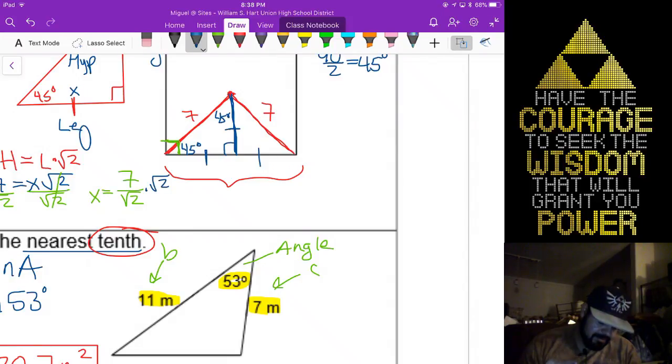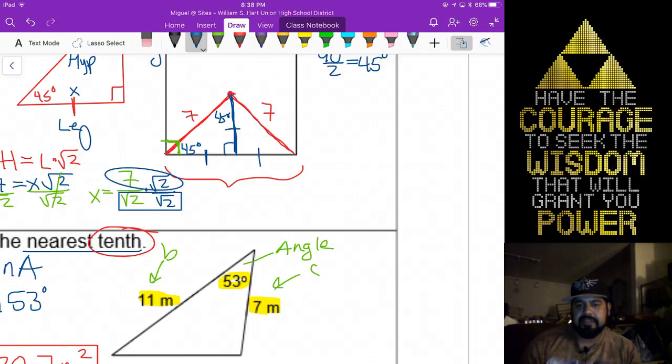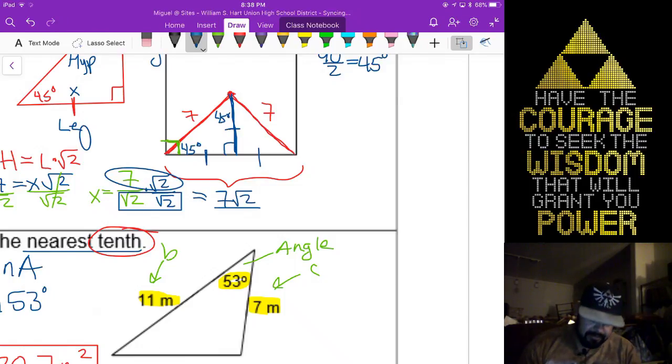Which should simplify this, and that. That was interesting. To 7 rad 2 all over the square root of 4, but we know the square root of 4 is 2.